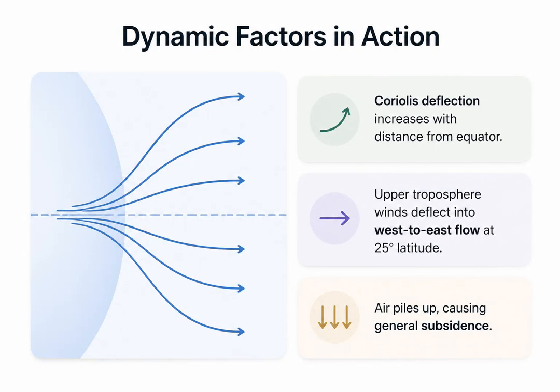Let's look closer at how dynamic factors work, specifically the Coriolis force. The rate at which wind is deflected by the Earth's rotation increases the further you get from the equator. In the upper troposphere, where there is very little friction, this deflection is severe. By the time poleward-moving air reaches about 25 degrees latitude, it is deflected so much that it flows almost entirely straight from west to east. This creates a massive blocking effect. The air literally piles up in the upper atmosphere, and with nowhere else to go, it is forced to subside, creating the dynamically formed high-pressure belts we see in the subtropics.